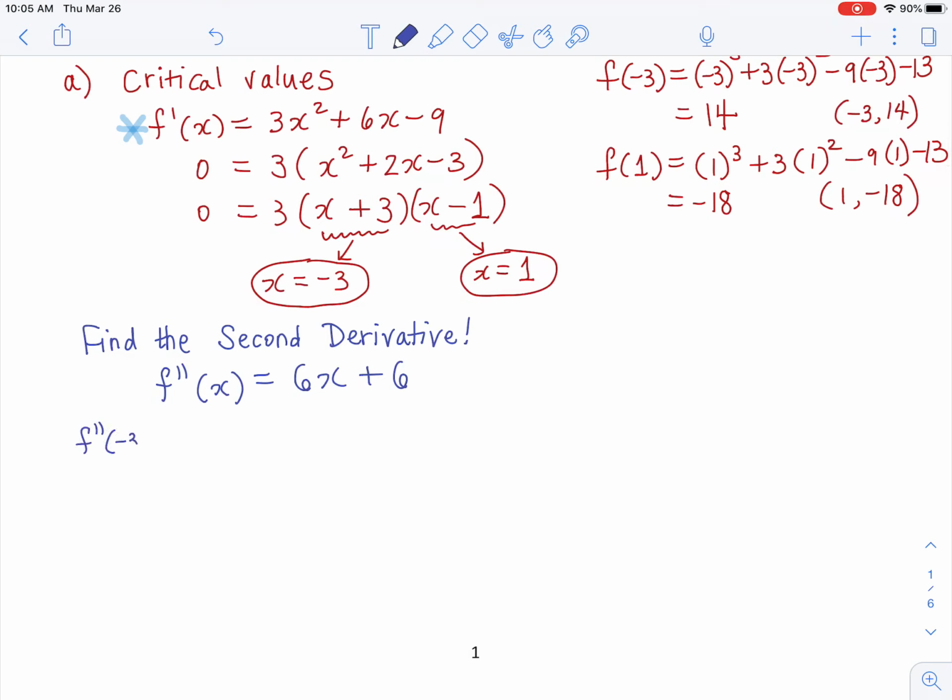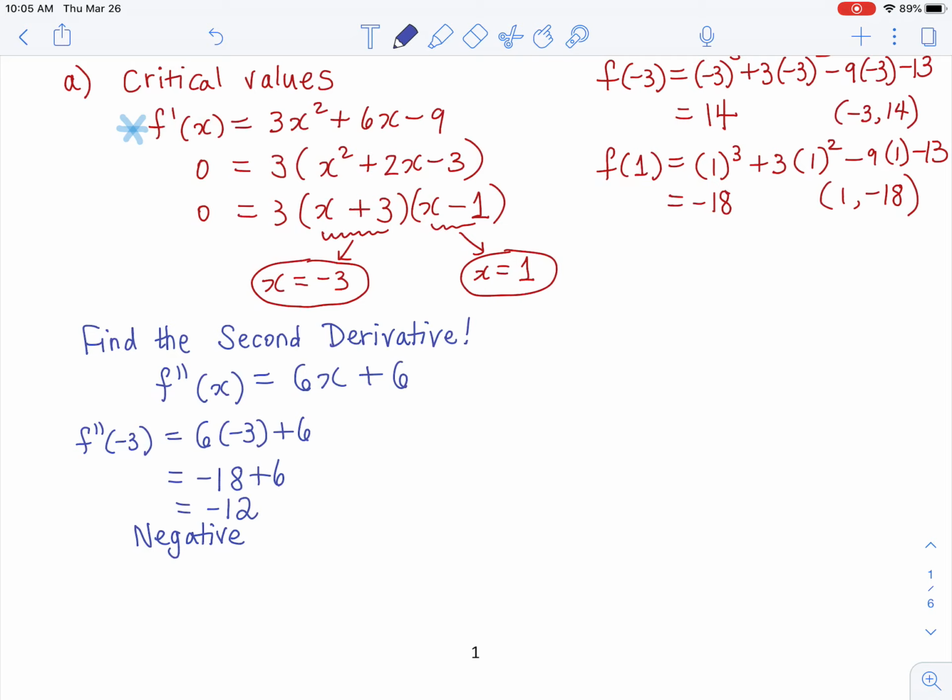So let's first find f double prime of negative 3. Okay? I'm going to plug in the first critical value in here. That's going to be 6 times negative 3 plus 6. That's negative 18 plus 6. That's going to be negative 12. Well, this is negative.